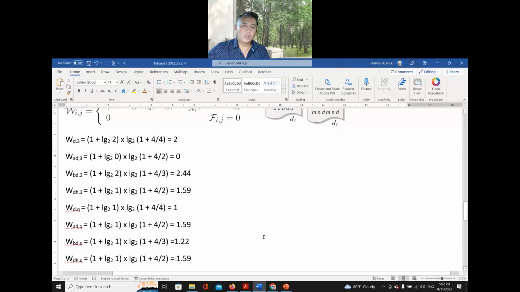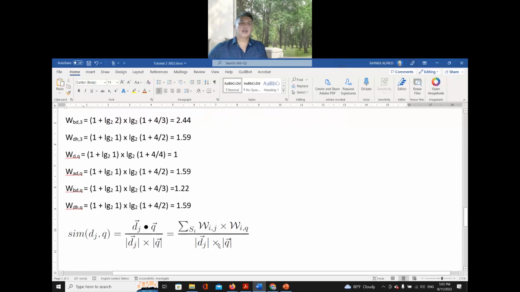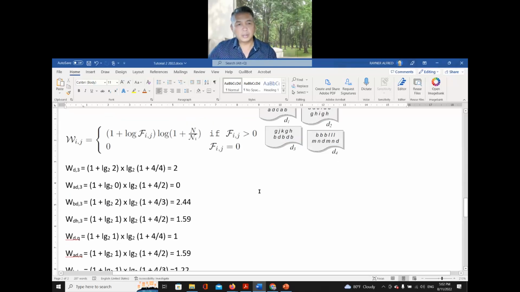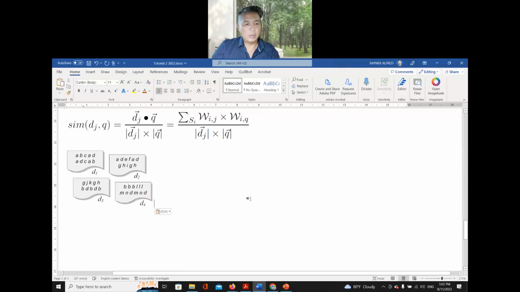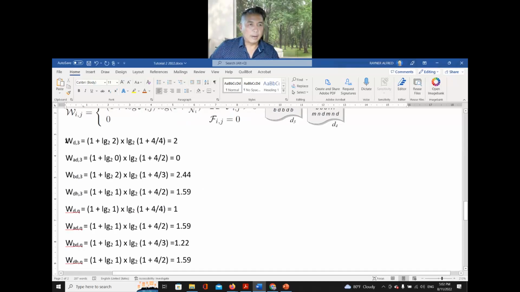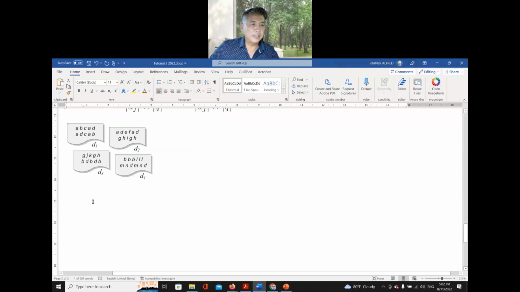So for yang atas ni will be easy, but you need to determine the length of the document. So meaning that you go back to this document 3, and then you need to find the weightage for all the individual one. So in D3 we have G, we have what else?